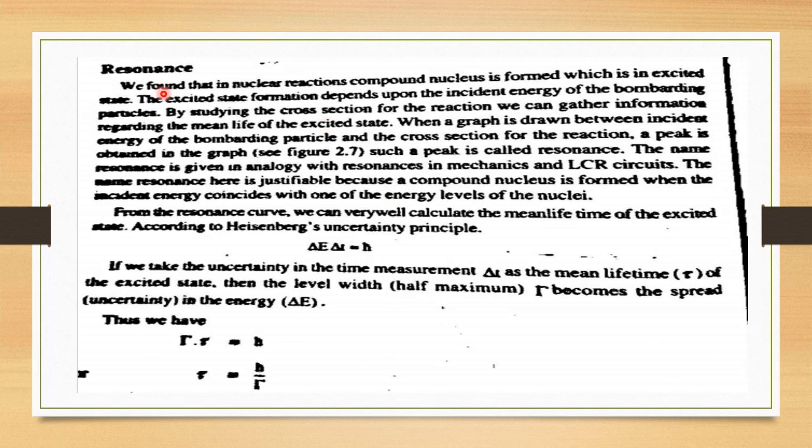Next is resonance. We found that in nuclear reactions, a compound nucleus is formed which is in an excited state. The excited state formation depends upon the incident energy of the bombarding particle. By studying the cross-section for the reaction, we can gather information regarding the mean life of the excited state. When a graph is drawn between the incident energy of the bombarding particle and the cross-section of the reaction, which I have dealt with earlier in the cross-section section, a peak is obtained in the graph.